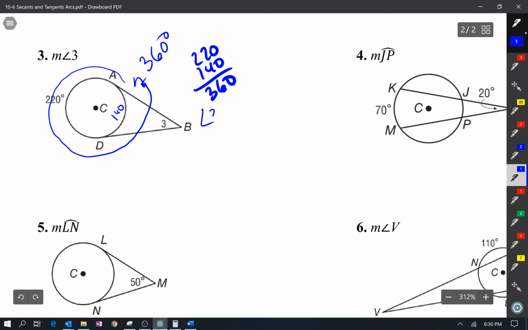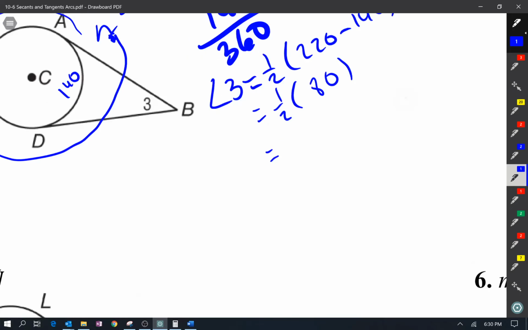So what do I know? Angle 3 is going to be equal to half of the difference of the two arcs. So half of 80, I believe, is 40. That's it.